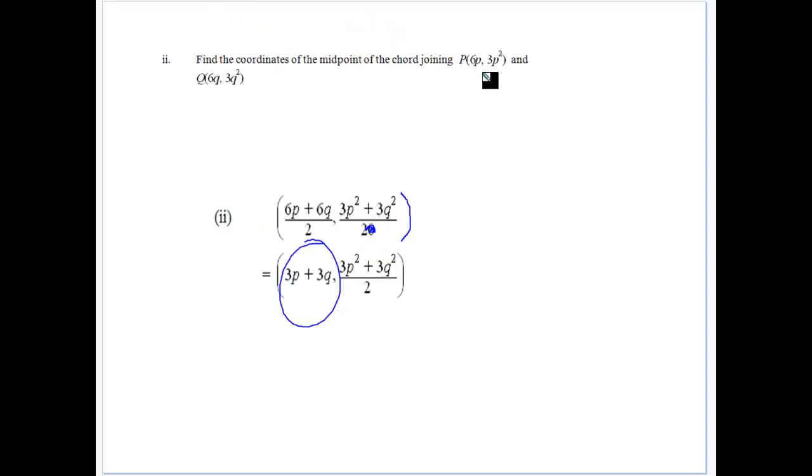Find the coordinates of the midpoint joining that. So we have 6P plus 6Q on 2. So that comes down to 3P plus 3Q, and 3P squared plus 3Q squared. Well, that can't be simplified any further.